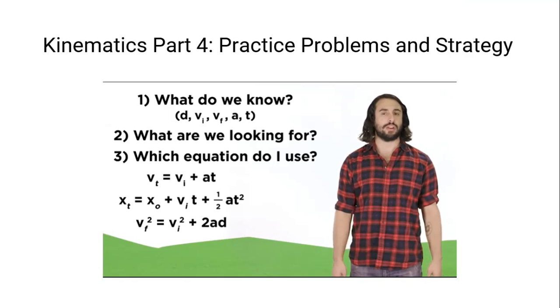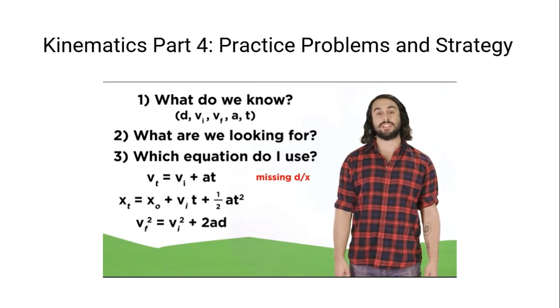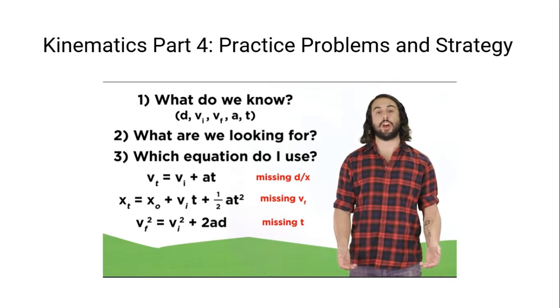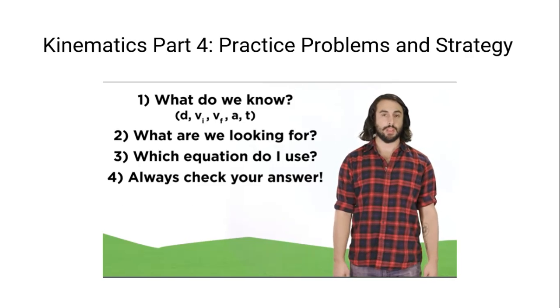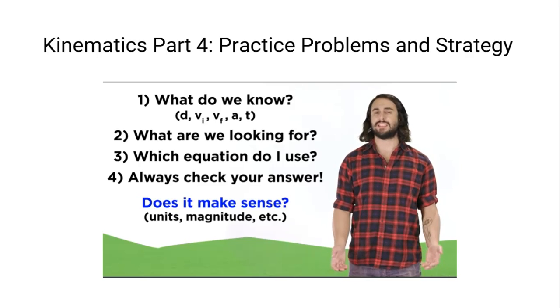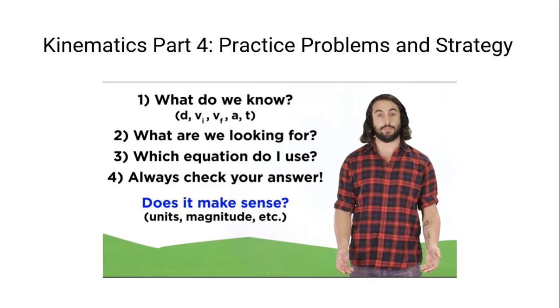Notice that each of these 3 equations is missing one of the common variables. This one is missing position, this one is missing final velocity, and this one is missing time. This allows us to do calculations even when there is an unknown parameter. And 4, once you arrive at your answer, does it make sense logically? Or is it way too big or too small to be reasonable?